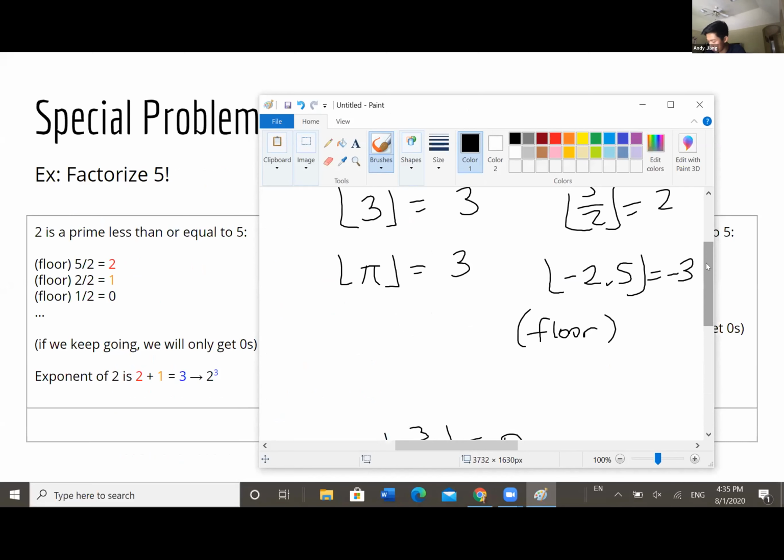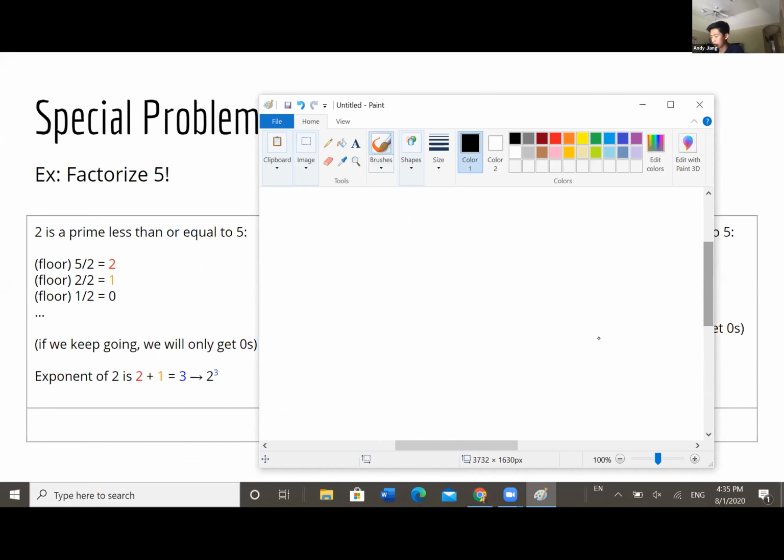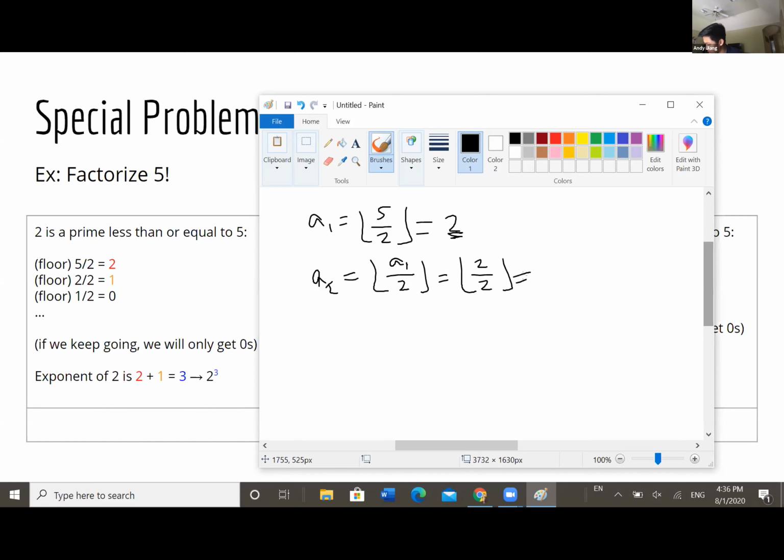So 2 is a prime. I first start off with A1, using the variables from before. I get 5 over 2, which is 2, right? The floor of 2.5 is 2. Then my A2 is the floor of A1 over 2. So that's the floor of 2 over 2, which is 1.